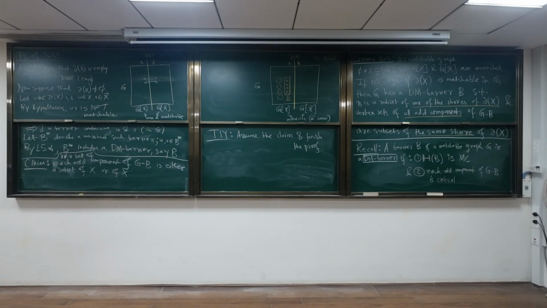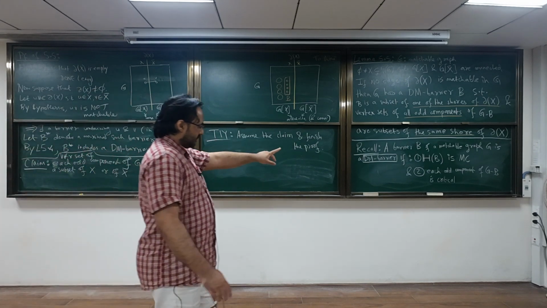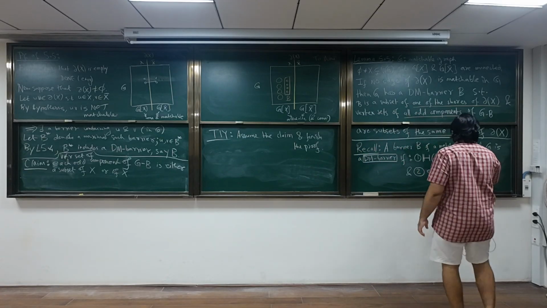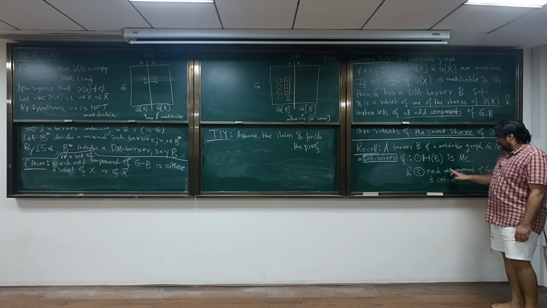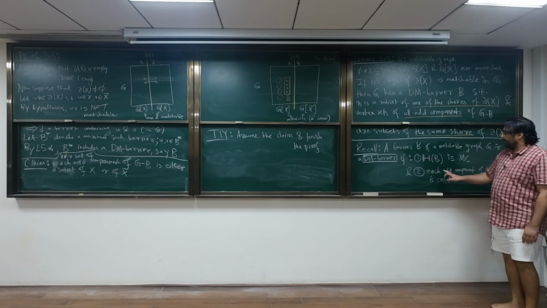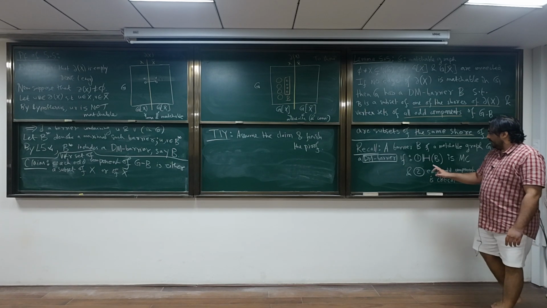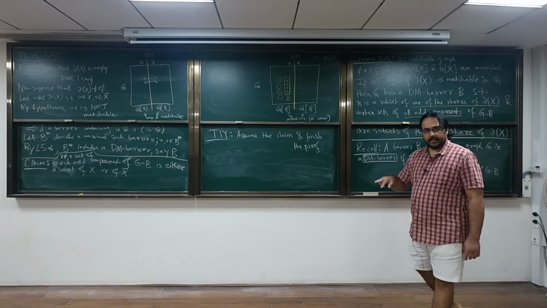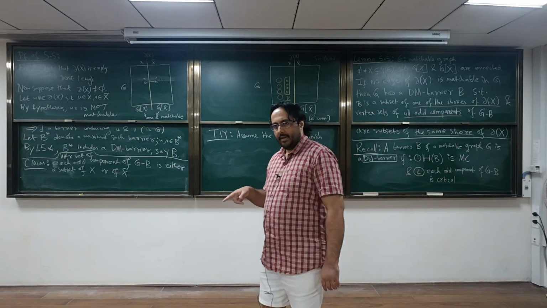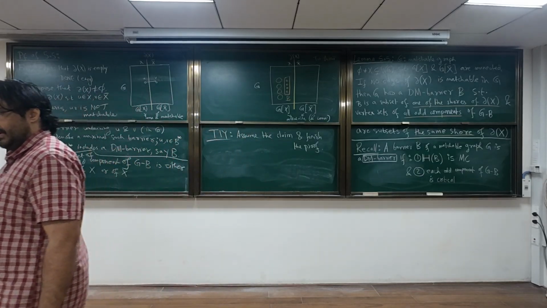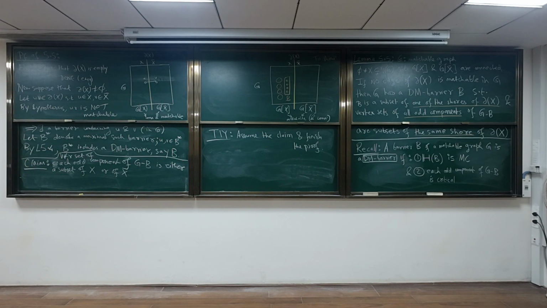We know that the core is matching covered. Maybe I should remind you of all the other things also. So core is matching covered, and if an edge in the core is matchable, then it is also matchable in the original graph. In this case, the core is actually matching covered. Therefore, every edge of the core is actually matchable in the original graph.